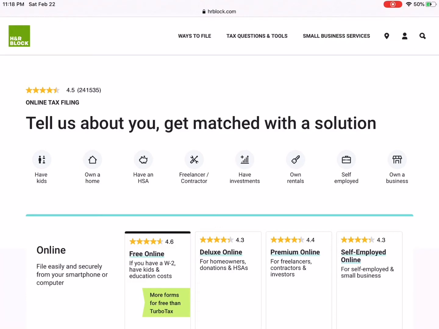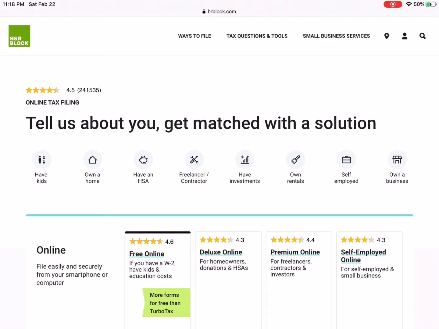And number three, the value, if the prices that they're charging or the different things that they're offering are worth it. And I'm going to be going through the free version specifically, going to try and keep everything so it's the free H&R Block Online, and we'll see how that goes.